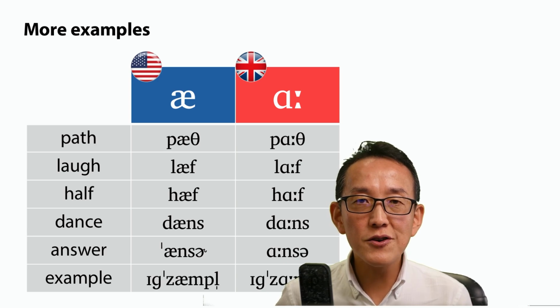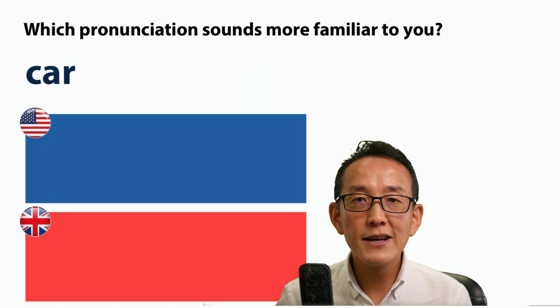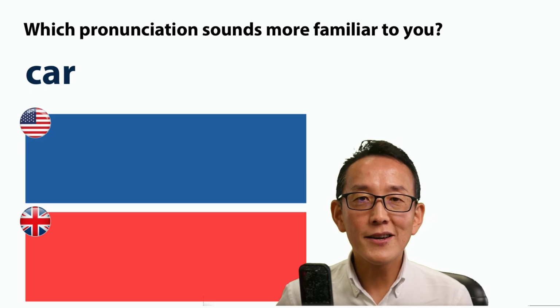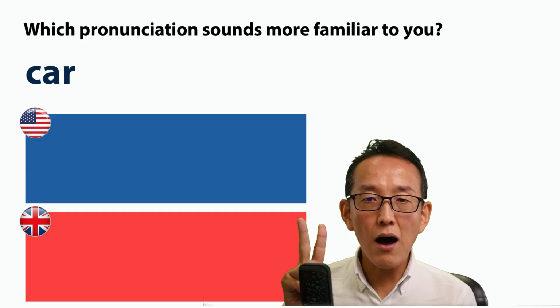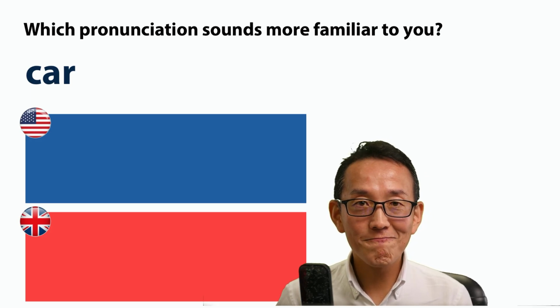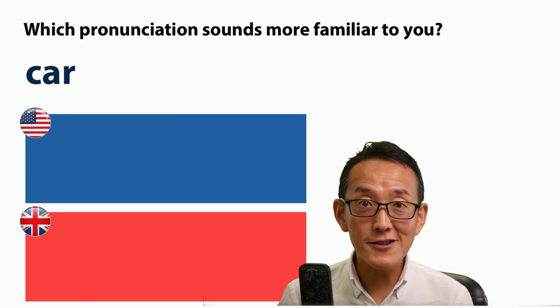Okay, let's move on to another famous example between British and American English. So this time the difference involves the letter R. The first word is this, C-A-R. Okay, I'll say the word in two different ways. Car, car. Tell me which pronunciation sounds more familiar to you. This time again, I said the American pronunciation first.